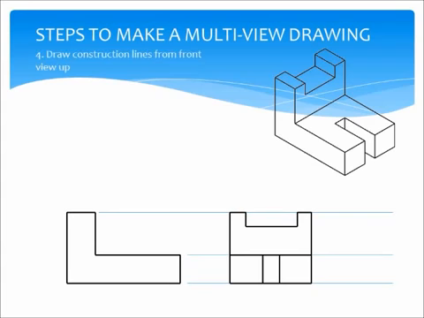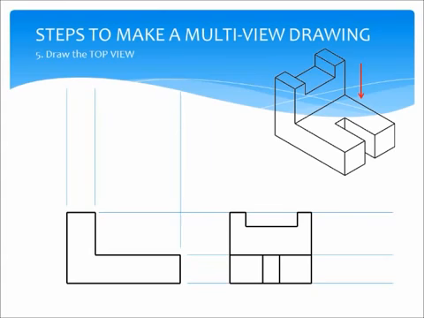Okay, so now we're ready for the top view. The top view always goes above the front view. And the first thing we're going to do is take the front view and draw construction lines up from the edges of the front view. See that? And then we're going to draw the top view. The top view is what we see from the top.